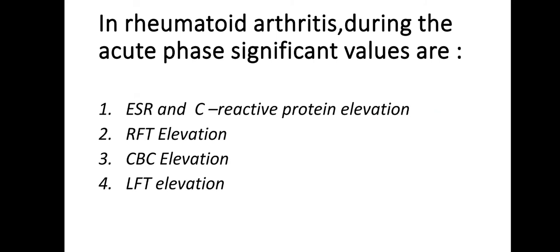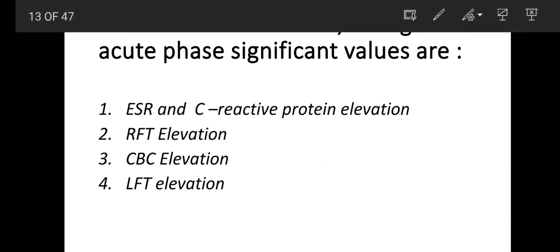Next question. In rheumatoid arthritis, during the acute phase, significant values are. Option 1, ESR and CRP elevation. Option B, RFT elevation. Option C, CBC elevation. Fourth option, LFT elevation. Here the answer is, during the acute phase of rheumatoid arthritis, ESR and C-reactive protein will be elevated.